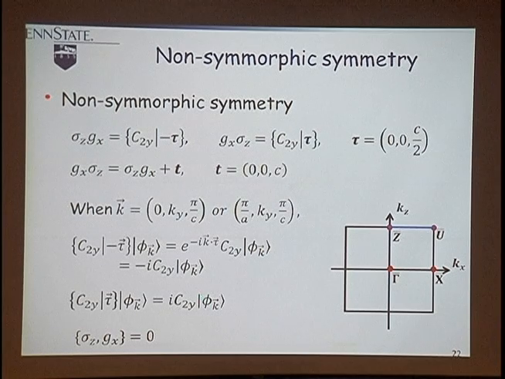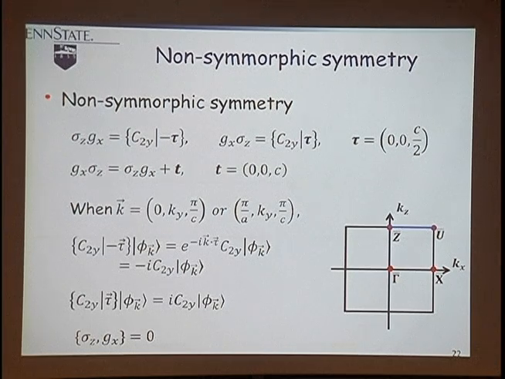This minus sign means that these two symmetry operators do not commute with each other, but anti-commute with each other. So for the Bloch states along this line, these two operators anti-commute. And according to our earlier proof, at these two points, k equal to z and k equal to u, all the states will be doubly degenerate.